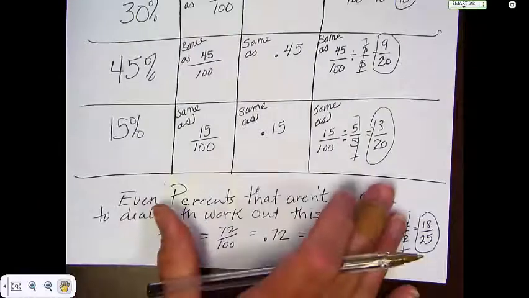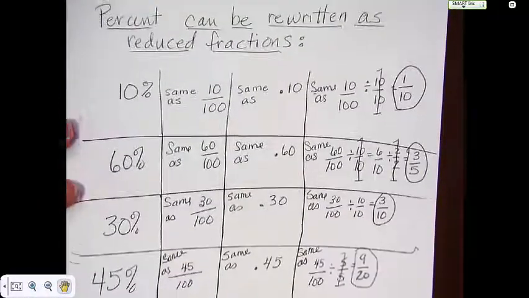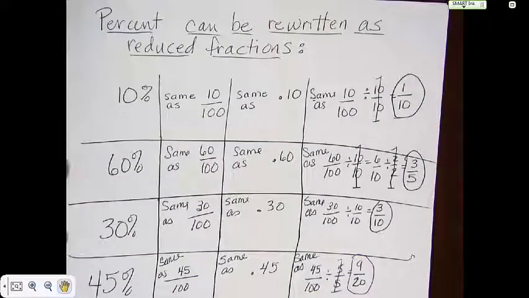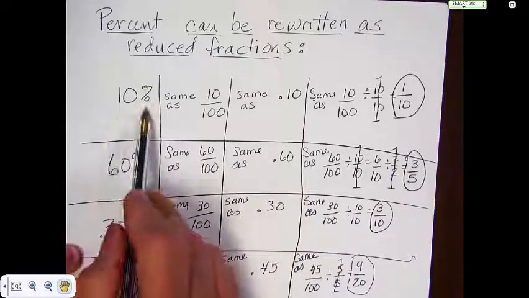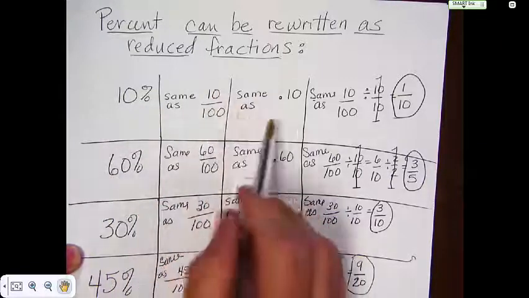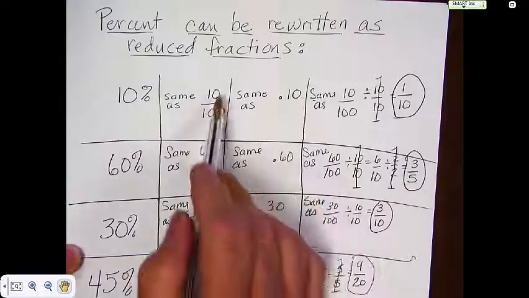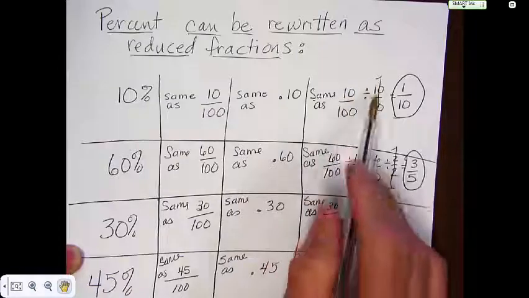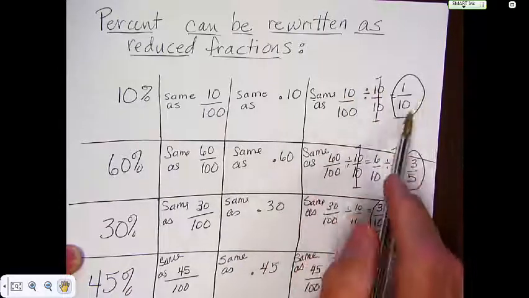Lastly, I just want to talk about rewriting percents as reduced fractions. And this isn't all that tricky. I know you guys have gone through this before. If you start with 10%, that really means the same as 10 over 100, which is the same thing as 0.10 because that's 10 hundredths. Same as 10 over 100. If you divide top and bottom by 10, you get 1/10.